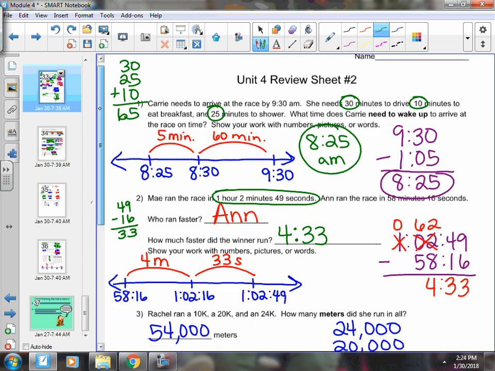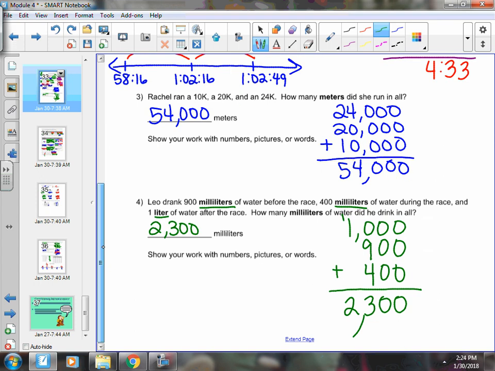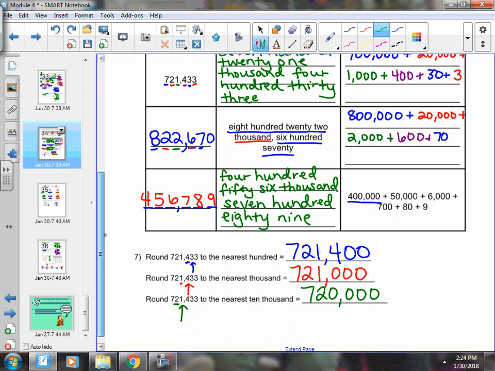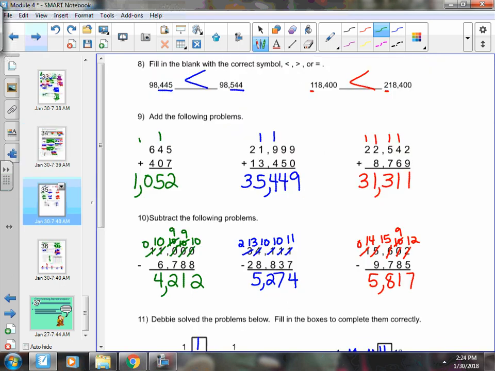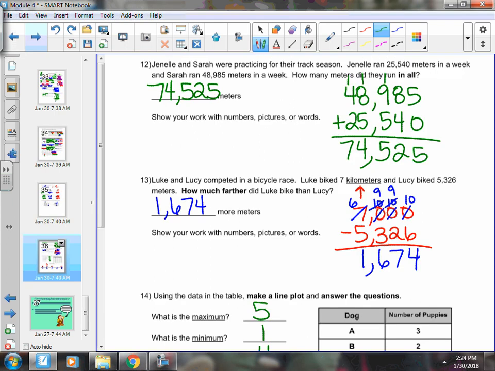Here are the answers for page 1. Page 2. Page 3. And page 4.